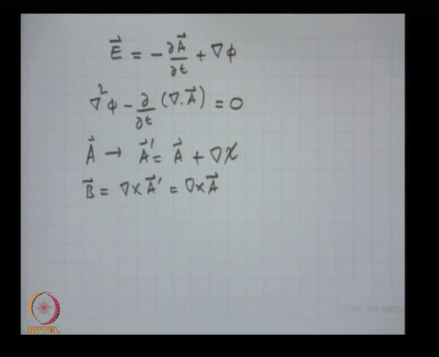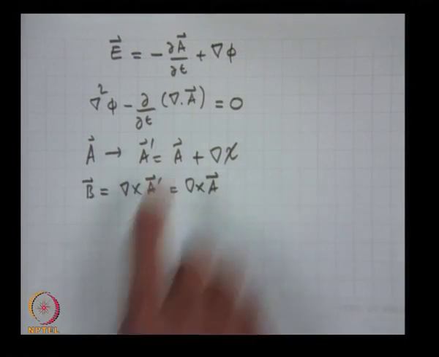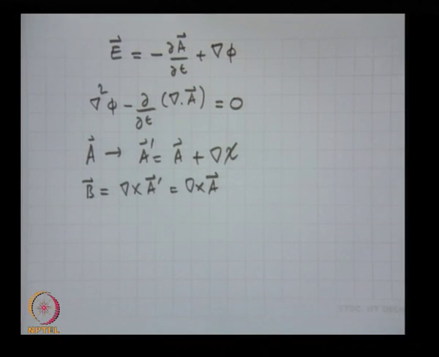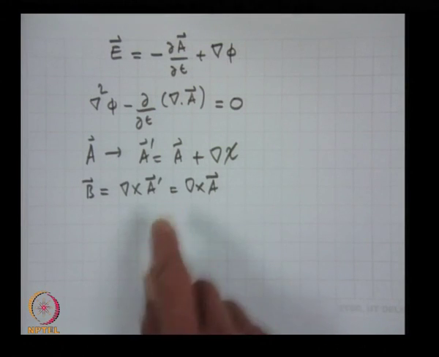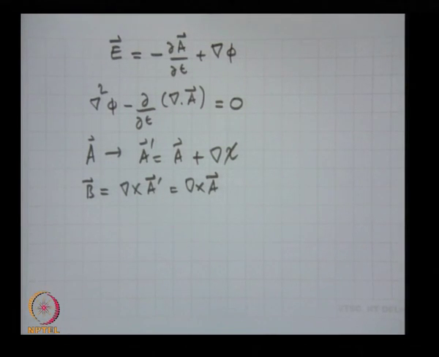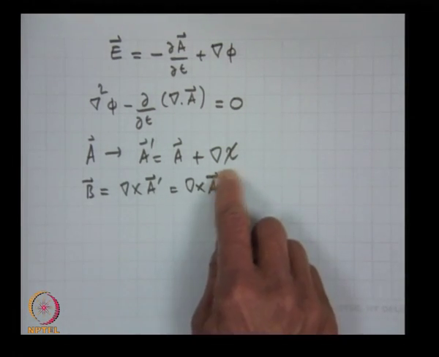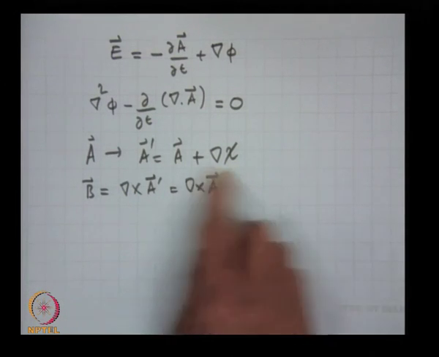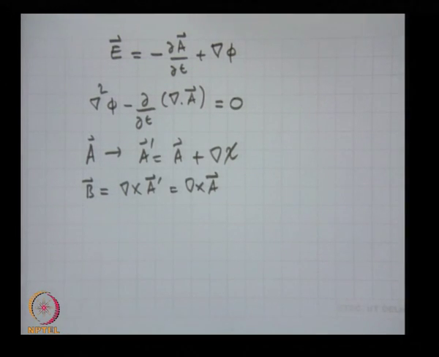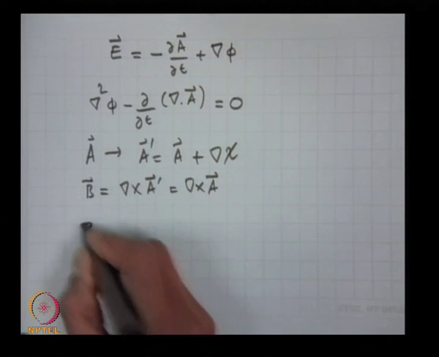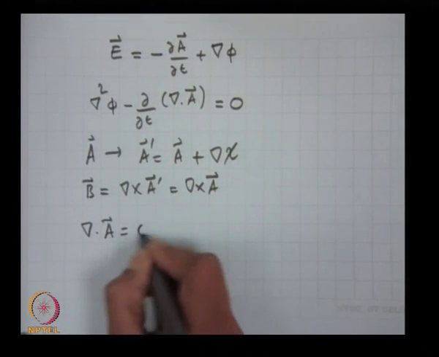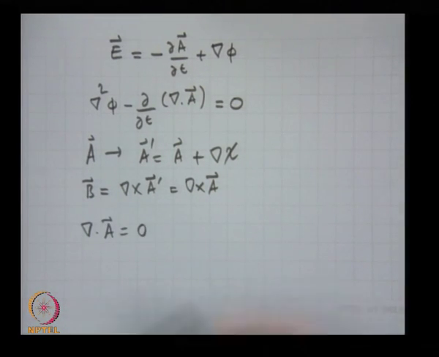So I have a choice in defining the vector potential. The way I will choose is to make divergence A is equal to 0. Suppose the A which I get does not satisfy divergence A is equal to 0, I will add the gradient of some scalar function to make sure that the final vector potential that I get satisfies this condition, divergence A is equal to 0. And this is called the Coulomb gauge.